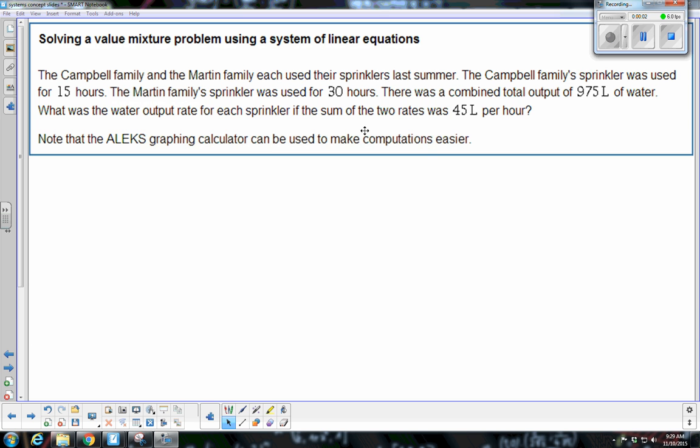On next in our systems objective is going to be solving a value mixture problem using a system of linear equations. Okay. So how this one's going to work, you kind of want to read over the problem, just make sure you get the gist of it.